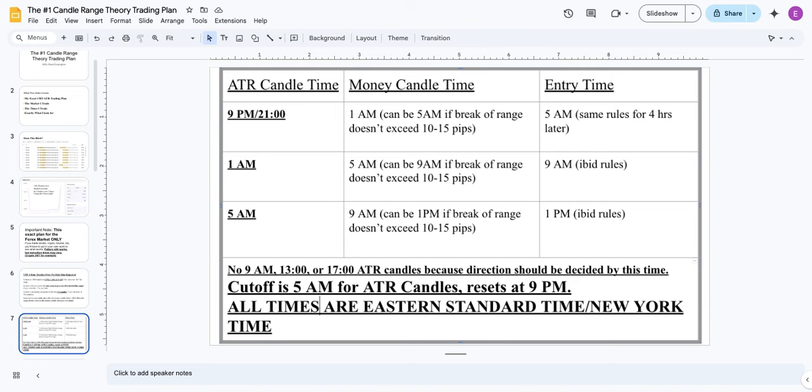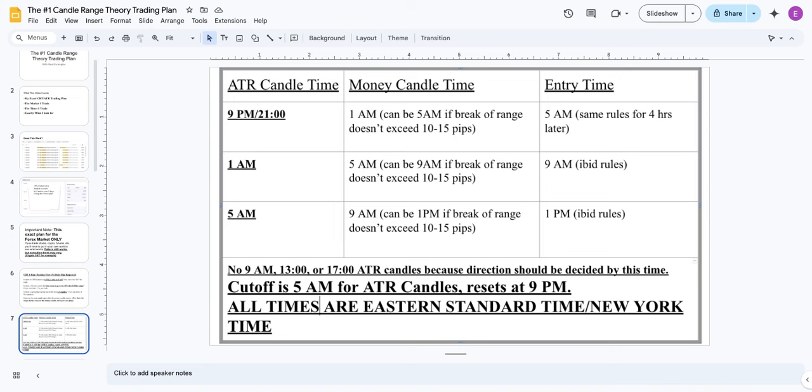But thankfully, because I have the times mapped out, I'm not sitting watching my chart all night. No, you can check the chart at 9 p.m. before you go to bed. And if you see an ATR candle, then you can check the chart around 5 or 6 a.m. the next day, again, Eastern Standard Time, to see if there is a setup. If there's a 1 a.m. candle that presents, you're not trading until 9 a.m. because the 5 a.m. candle is going to give you the money candle.